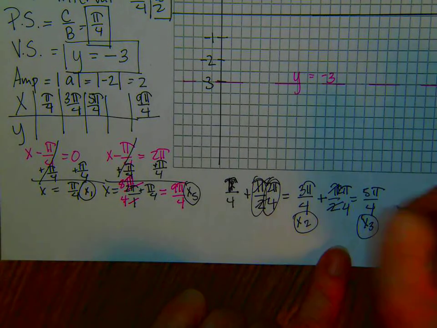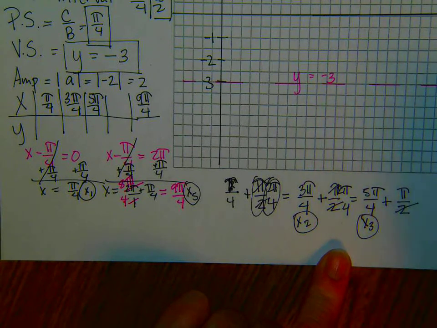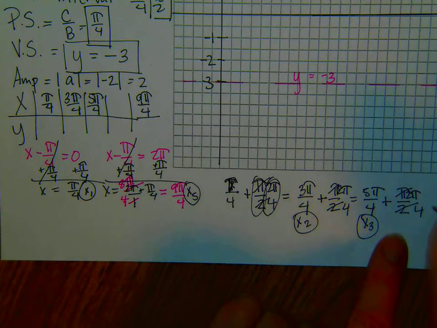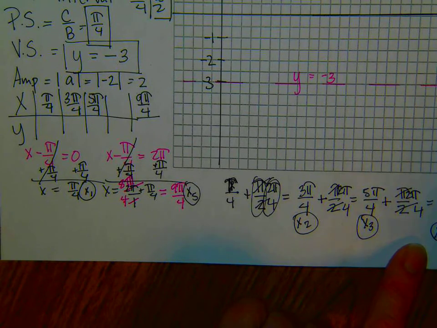Do it one more time. Add the interval, pi over 2. Get the common denominator, 2 times 2 is 4. Pi times 2 is 2 pi. What is 5 pi plus 2 pi? Well, that's going to be 7 pi over 4. This is going to be our x4 term.